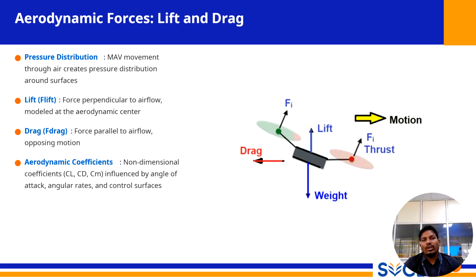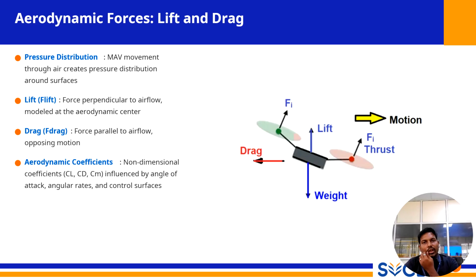It is truly defined based on the direction of the incoming air. For modeling purposes, this force is considered to act at a single point of the aircraft known as the aerodynamic center. The second component is the drag, or F drag. Drag is the force parallel to the airflow, and it acts in the direction that is opposite to the motion.